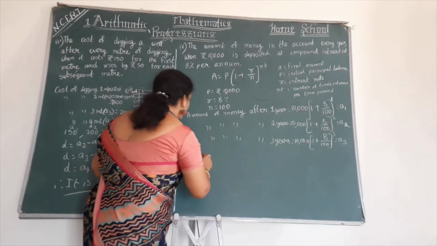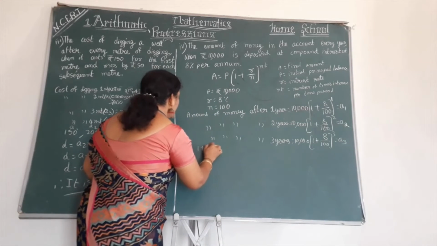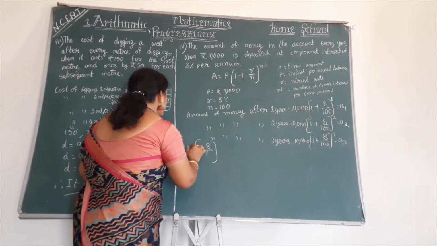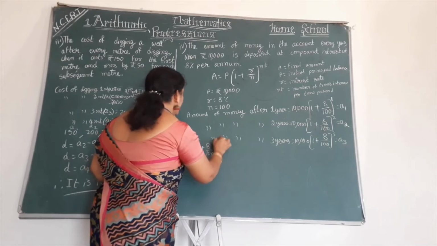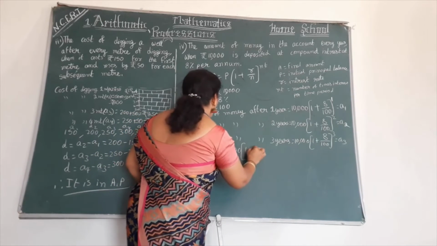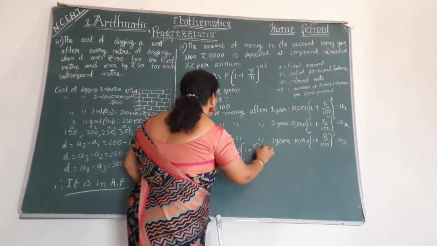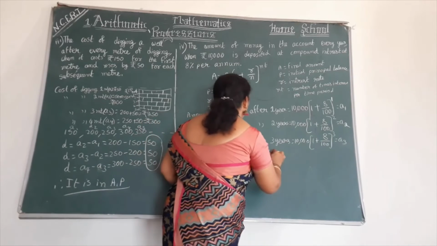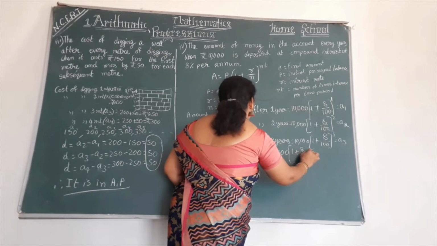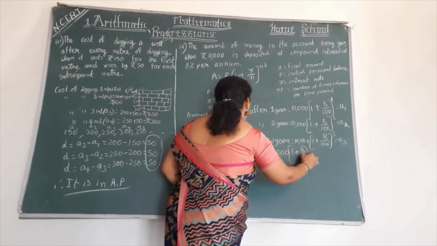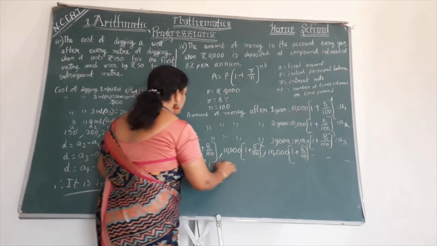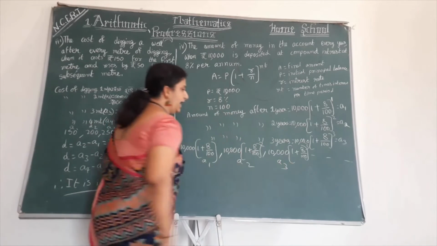Look here, children. Let's write all this in an order sequence. A1 is 10,000 into 1 plus 8 by 100 whole power 1, neglected. Then 10,000 into 1 plus 8 by 100 whole square, comma, 10,000 into 1 plus 8 by 100 whole cube, and so on. Okay, so look here, children. This is A1, A2 and A3.